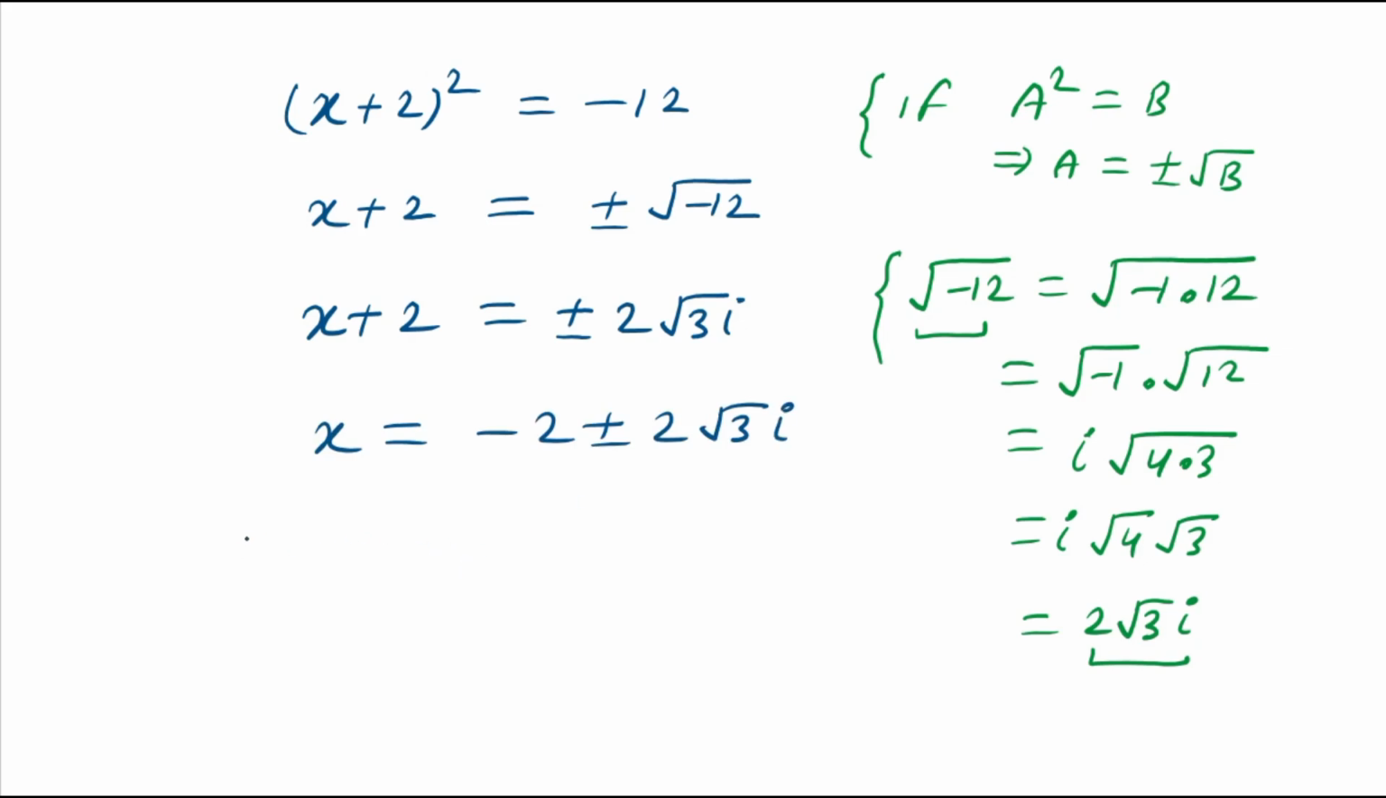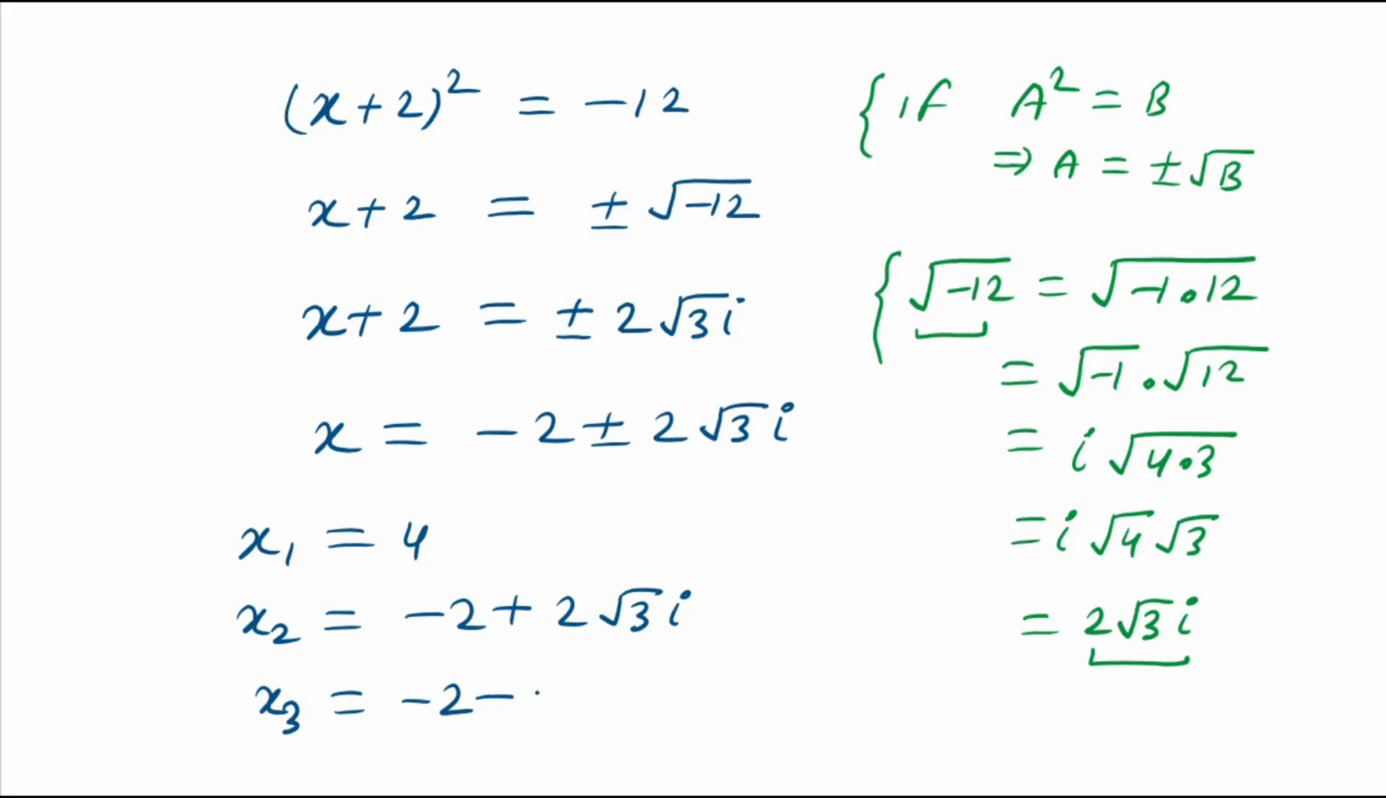Here there are three solutions. First solution x1 is equals to 4, and second solution x2 is equals to minus 2, and if we take the positive sign 2 times square root of 3 times iota, and third solution x3 is equals to minus 2 if we take the negative sign 2 times square root of 3 times iota. We have one real solution and two imaginary solutions. Here this is our final answer.